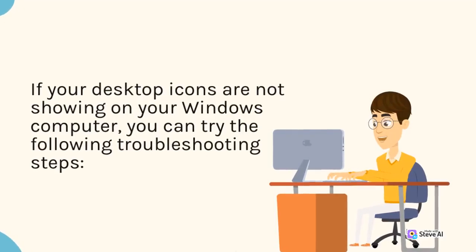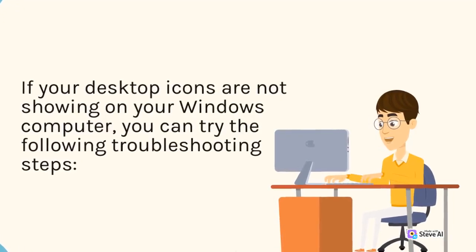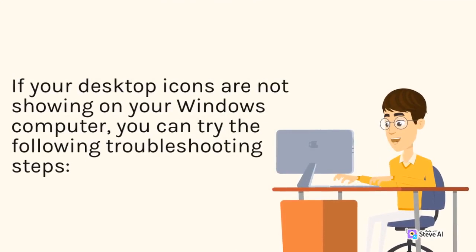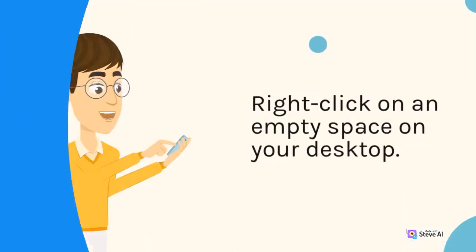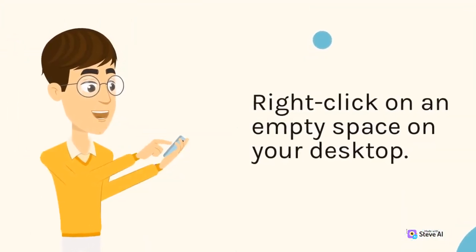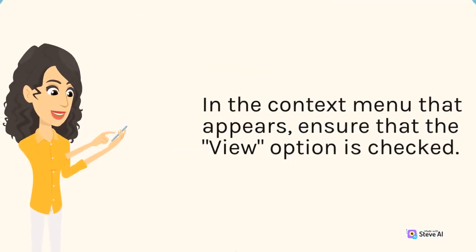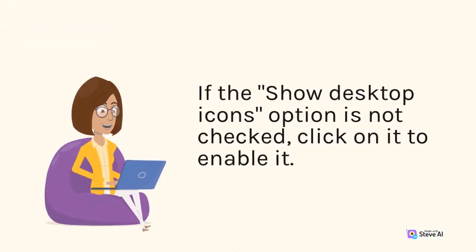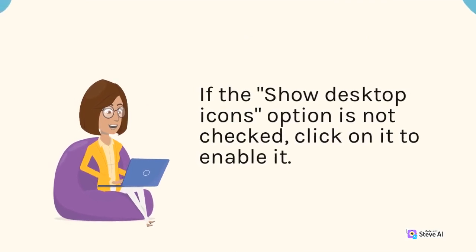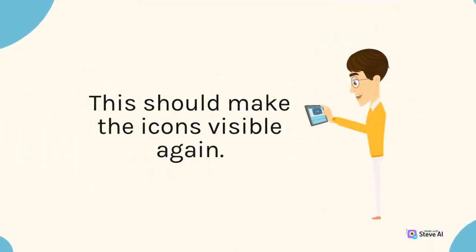If your desktop icons are not showing on your Windows computer, you can try the following troubleshooting steps. Check if the Show Desktop Icons option is enabled. Right-click on an empty space on your desktop. In the context menu that appears, ensure that the View option is checked. If the Show Desktop Icons option is not checked, click on it to enable it. This should make the icons visible again.